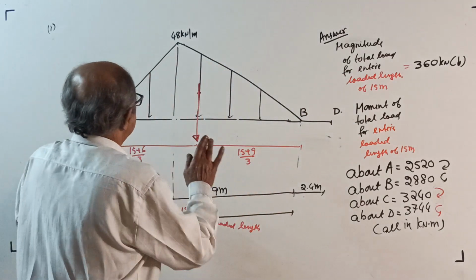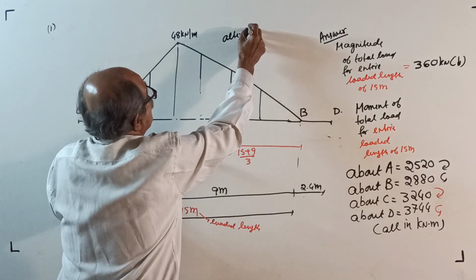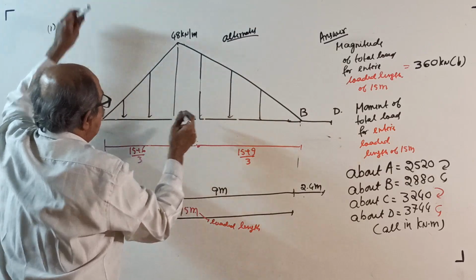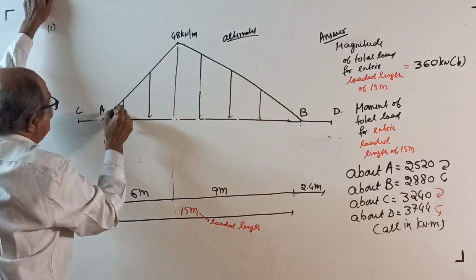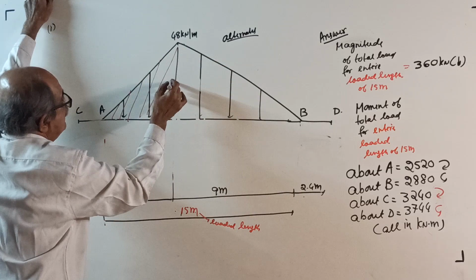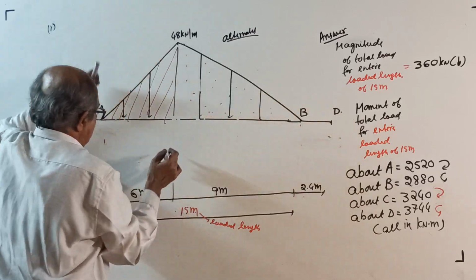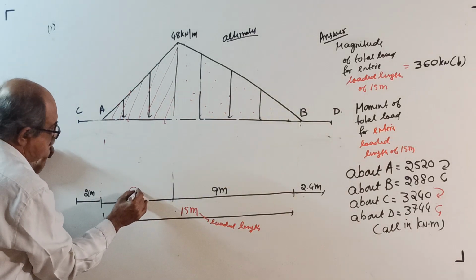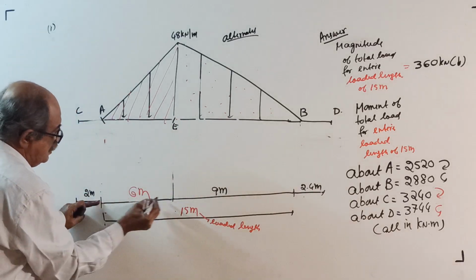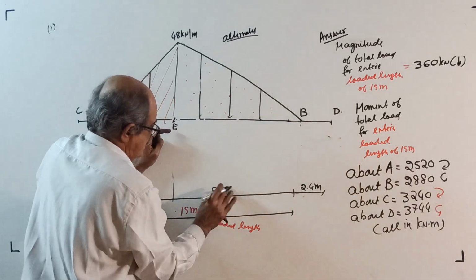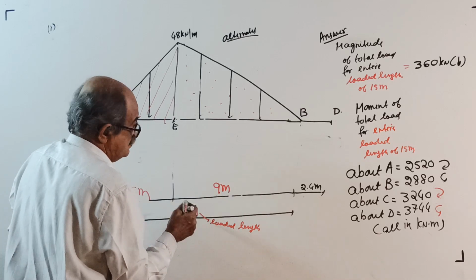Okay, now then write. Alternately, those who find difficulty with all these things, remove this one. See, consider this loaded length separately. Now, 6 meter is the loaded length from A to E. From E to B, 9 meter is the loaded length. Now, 15 meter is gone.